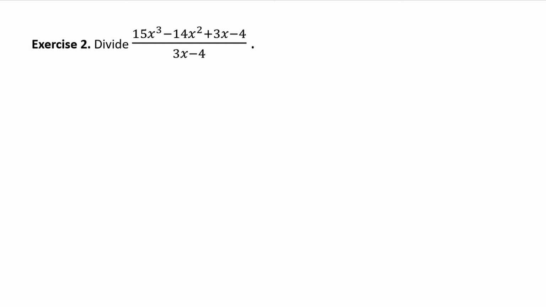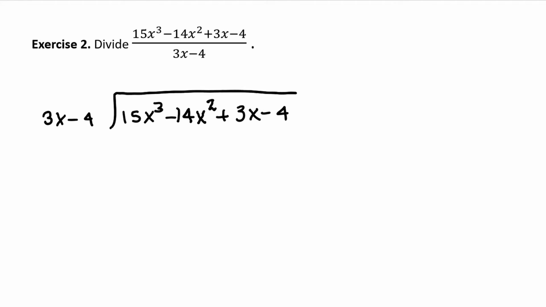Divide 15x cubed minus 14x squared plus 3x minus 4 by 3x minus 4. Let's set up this polynomial long division as we would arithmetic long division. I'll write the 3x minus 4, that's the divisor, and then next to it write the dividend, 15x cubed minus 14x squared plus 3x minus 4, and the division notation.